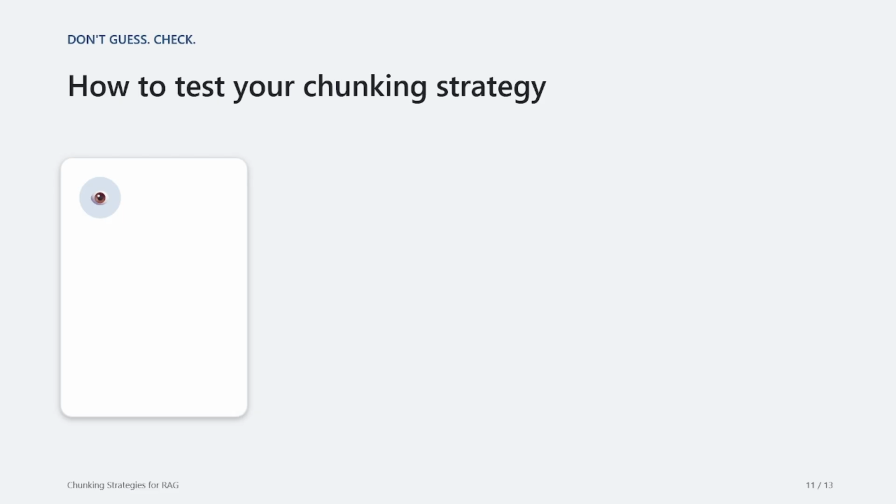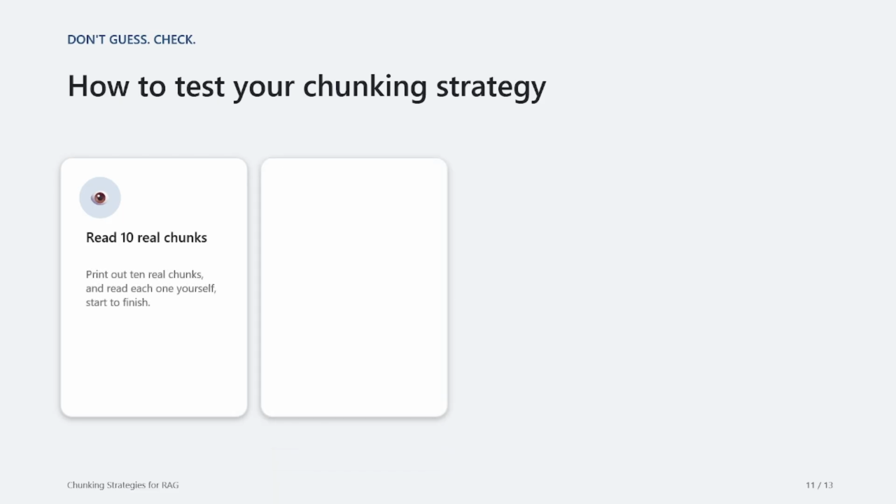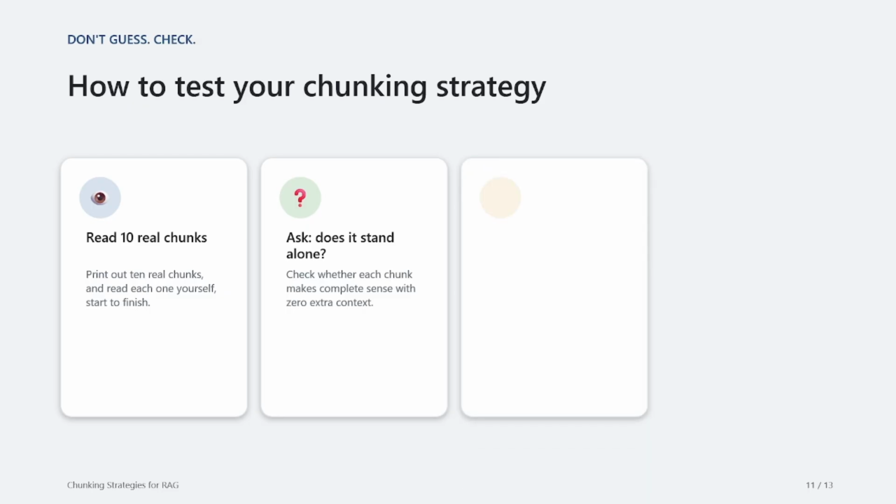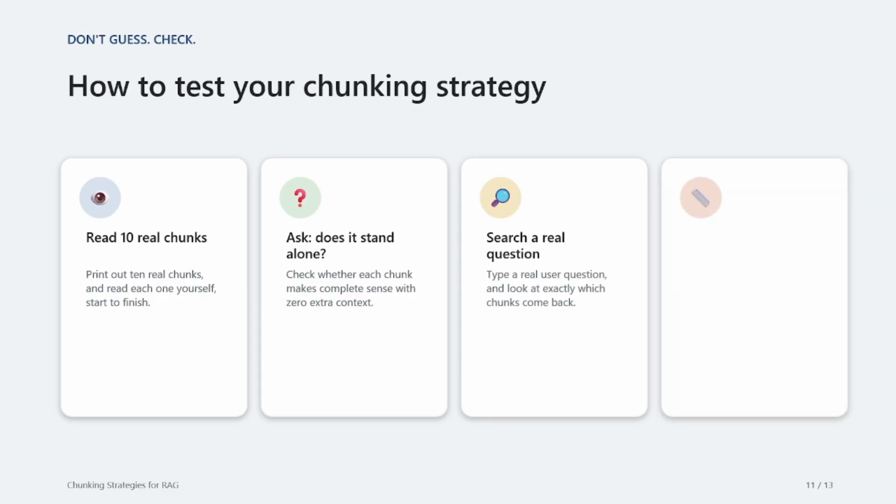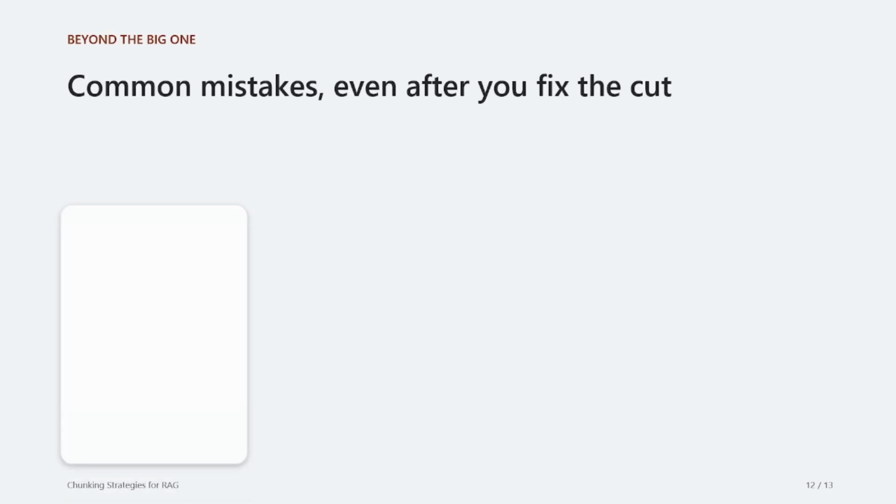Don't just guess, check it first. First, read 10 real chunks yourself, start to finish. Second, ask, does each one make complete sense all on its own? Third, search a real question and look at exactly which chunks come back. And fourth, try a noticeably bigger and a smaller chunk size. Compare what you get. This takes an afternoon and it will save you weeks of confused users.